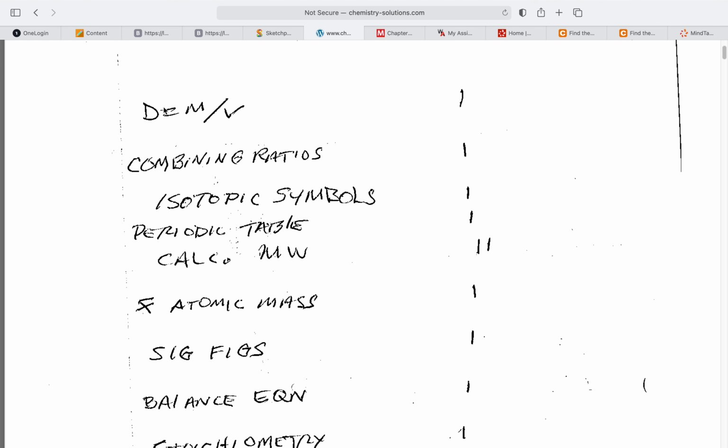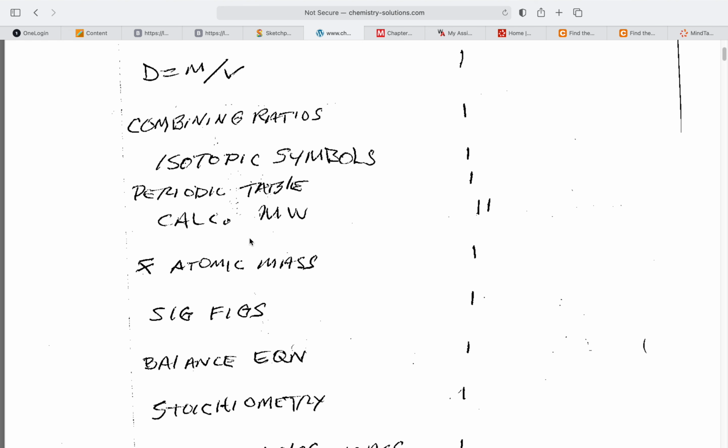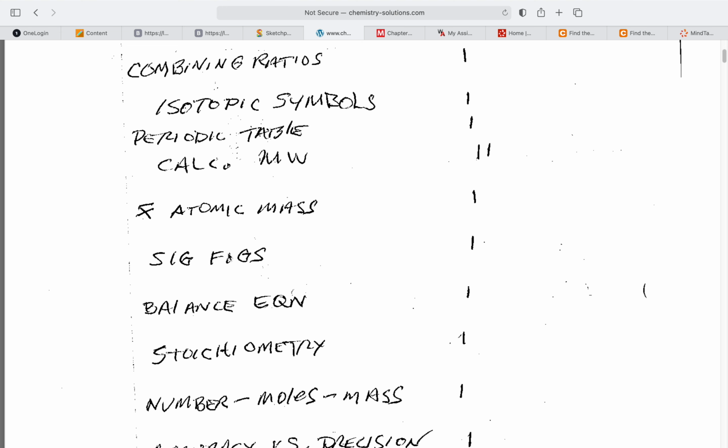Just as a review, I've made videos on density, combining ratios, isotopic symbols, and the periodic table, which is about how you can use the periodic table to figure out the protons, neutrons, electrons, things like that. I have discussed that in a few of the past videos. Average atomic mass we have gone over. Today we're going over calculating molecular weight.